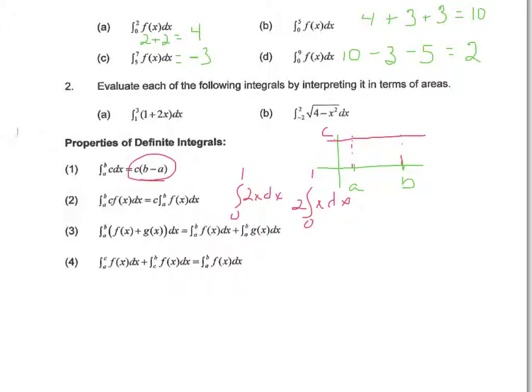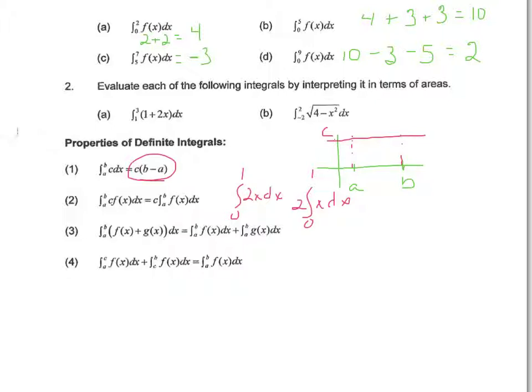The third one says that if you have two separate functions that you're adding together or subtracting, you can write them as two different integrals, just like with the indefinite integral. Makes it a little bit easier to calculate.